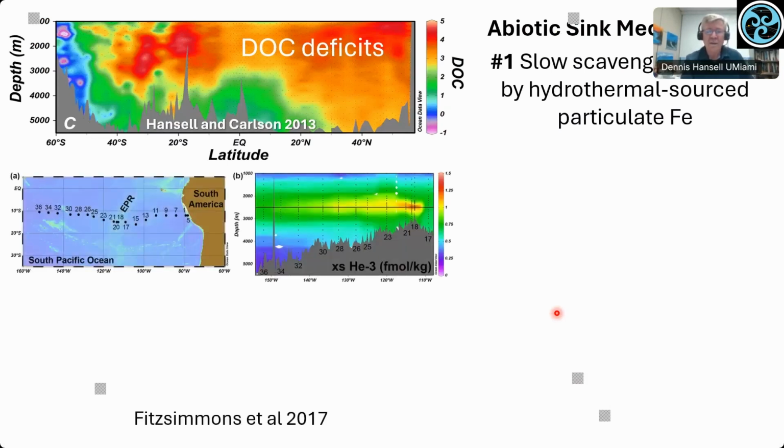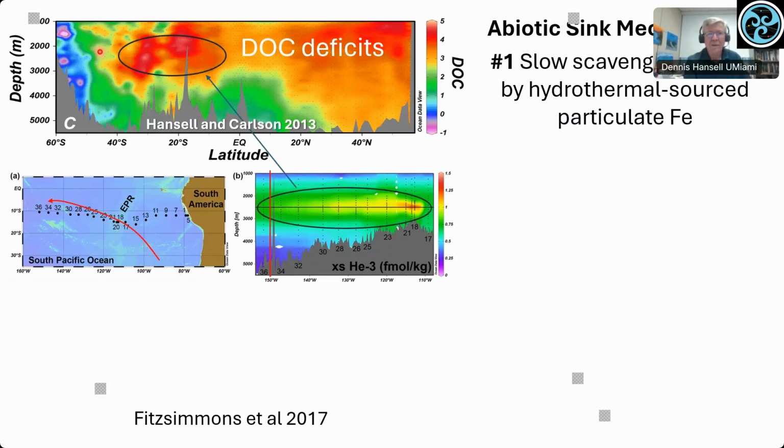And let's just take a look at some of Jessica Fitzsimmons' work. Here's some GEOTRACES cruises, and there's the East Pacific Rise there. And the gyre circulation is going to be sweeping across that area like that. And so here's our excess helium-3 coming into the system and being carried with that circulation.